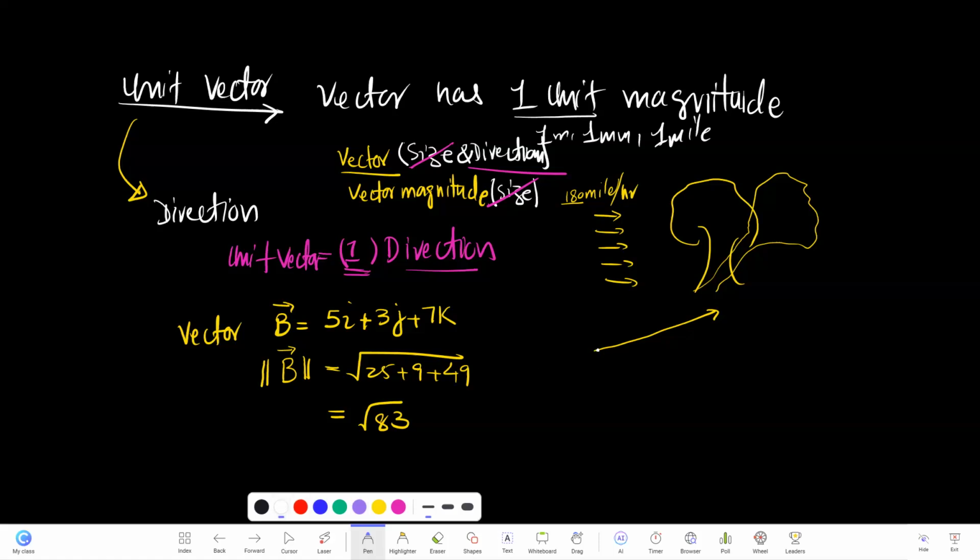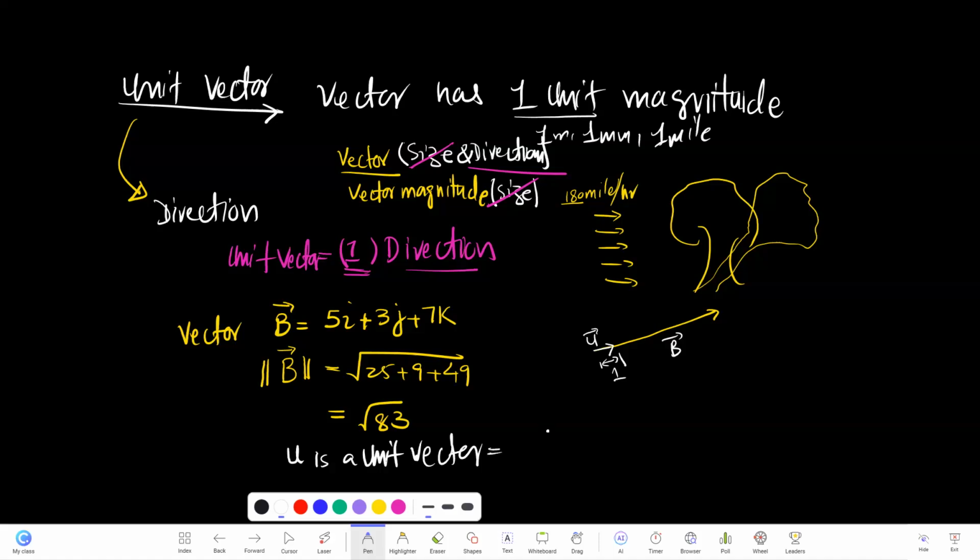The newborn vector is going to be a little tiny vector. It has one unit of magnitude. The direction is the same, but the vector size is different, so I could not use b. I should use a different name, maybe u for unit vector. Maybe I can just name this vector u. This big vector is b. So u is a unit vector.